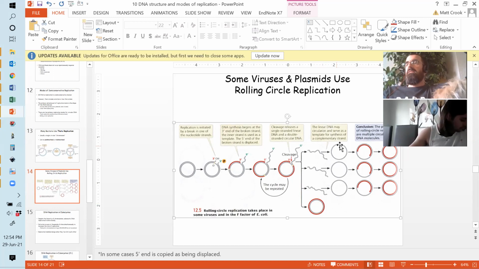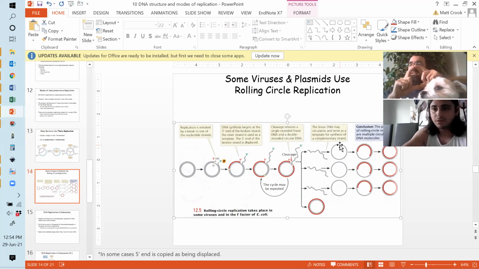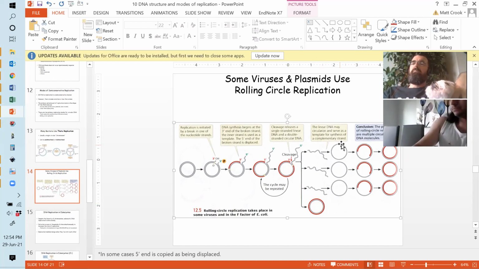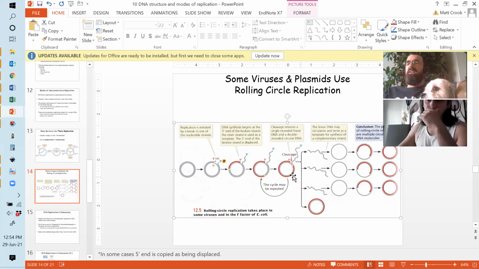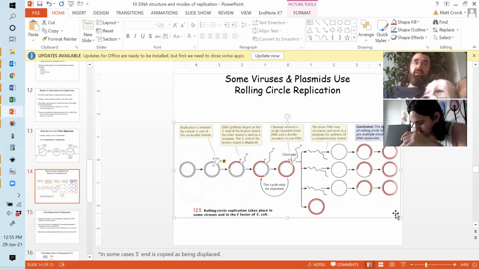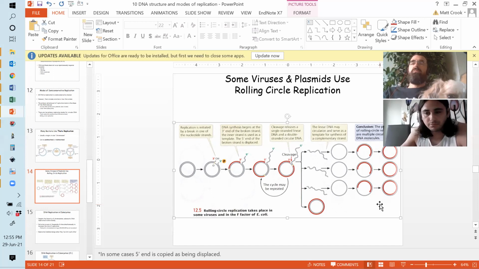That linear piece gets circularized, so it gets stuck back together, and now that serves as the template for the other strand, right? Essentially, the inner strand that you see here then gets synthesized later. So essentially what you're doing here is synthesizing one strand at a time. Actually, each replication circle can produce multiple strands, Adam. So this can keep on going over and over again.